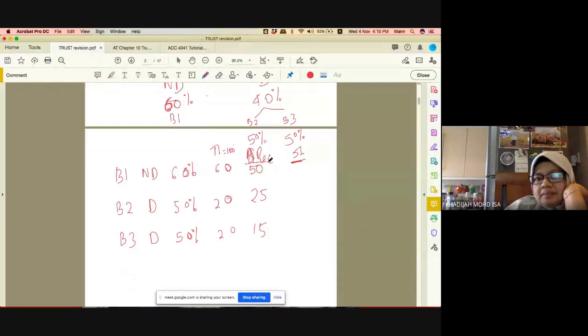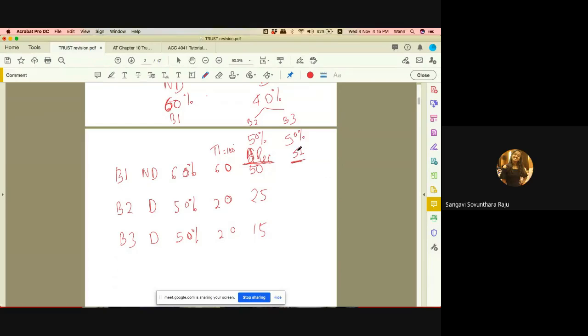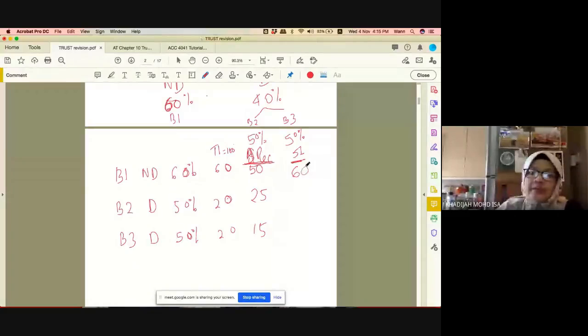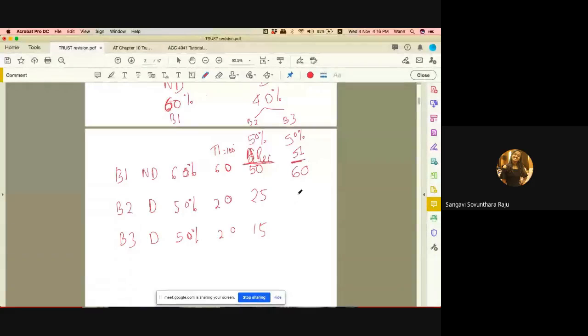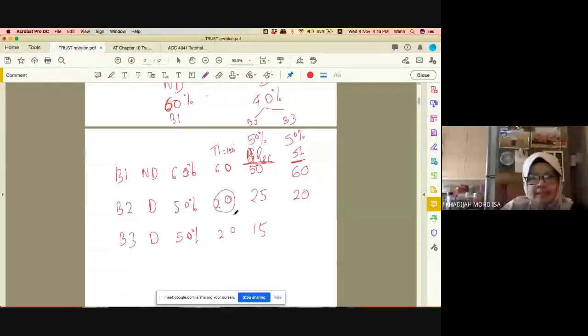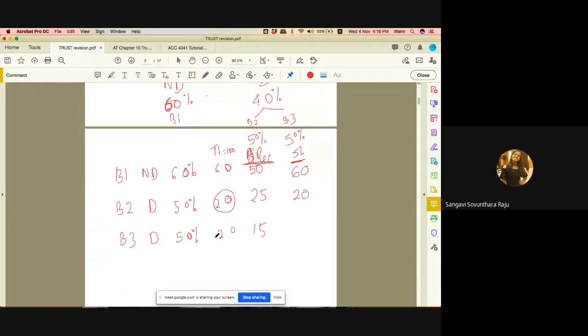The entitlement is 60, amount received is 50. My question is, what is the statutory income of B1? 50? 60. That's why, because non-discretionary is always based on the entitlement. But what about B2? Why the SI? 20. Why? Because we take the lower of 20 and 25, we take 20, but for B3, 15.